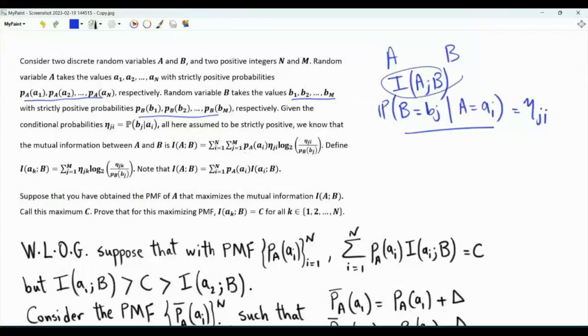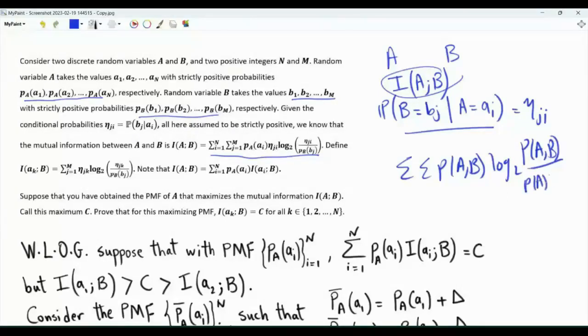The mutual information is given by this double sum. It is generally the double sum of the joint probability times log 2 of the joint probability divided by the product of the marginals. These probabilities can be written in terms of the probability of B given A, and the joint probability can be written as the probability of B given A times the probability of A.